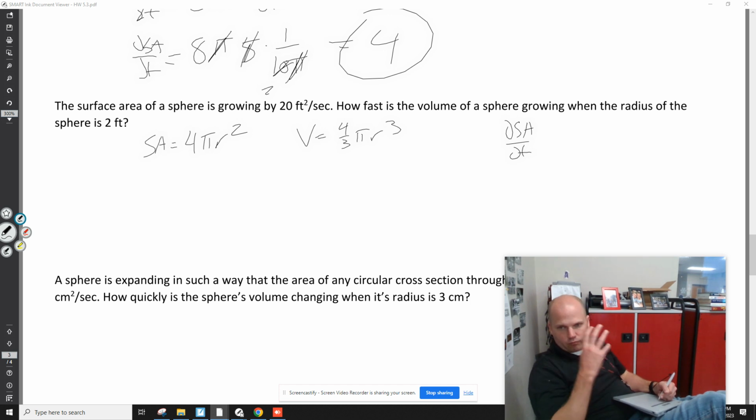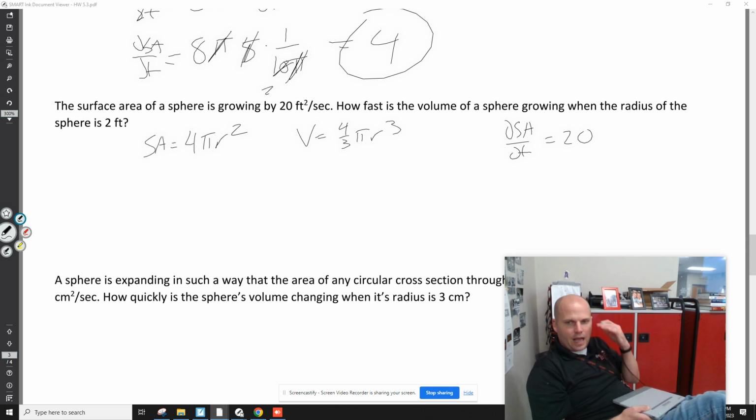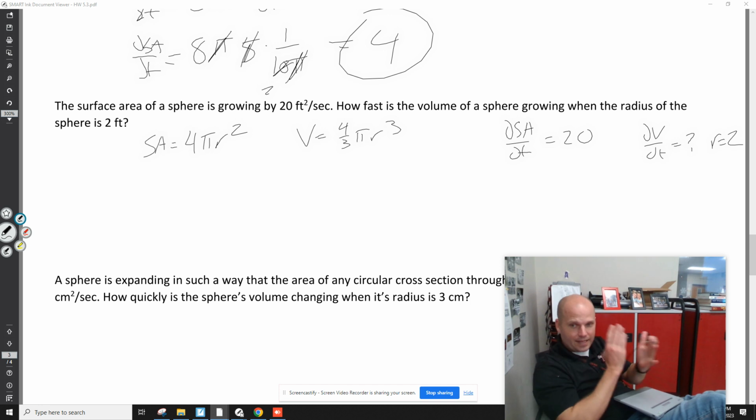Feet per second, rate of change, derivative. How quickly things are changing. 20 feet per second, y's per x. How fast is the volume of the sphere growing when the radius is 2 feet? It's not that dr dt is 2. That's important. dr dt is not 2. R is 2. It's not feet per second. It's just feet.